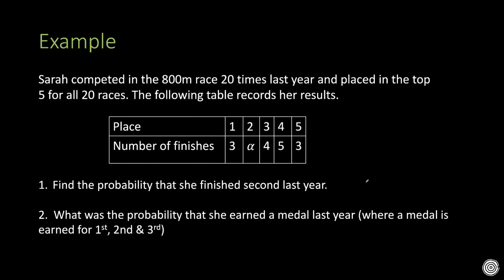Simple as that. So in this example, I've got Sarah competed in the 800-meter race 20 times last year, and she placed in the top 5 for all 20 races. The following table records her results.